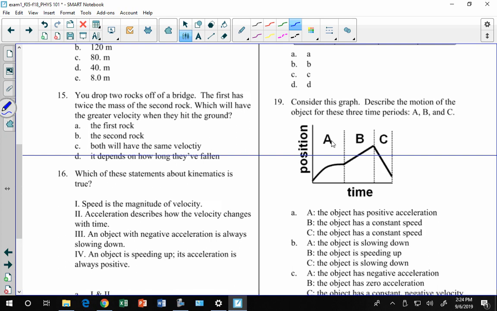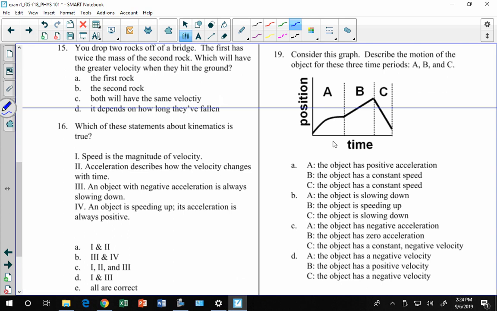Let's look at 19. I love these questions where there are multiple answers that you have to sift through. Describe the motion of the object for these 3 time periods. So on these, where I give you lots of options, it really becomes a process of elimination. And in fact, that's good practice on multiple choice exams, standardized exams, that you go through and you look for the answers that just don't make sense.